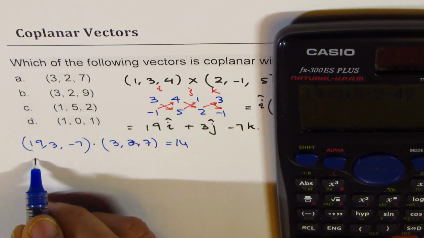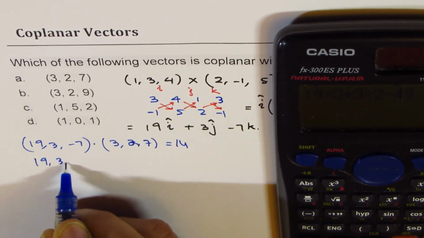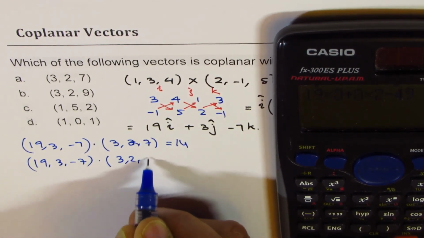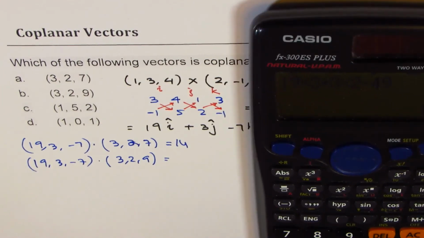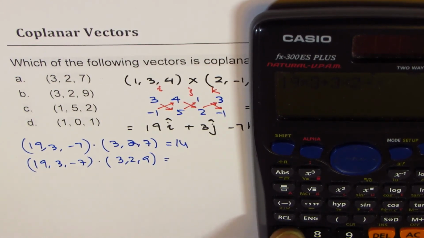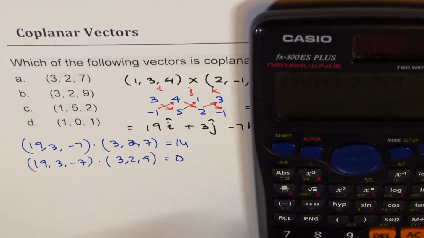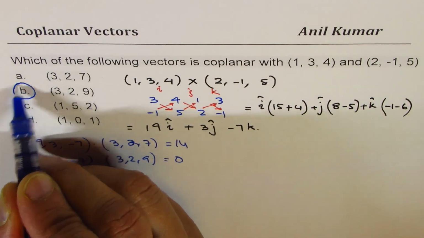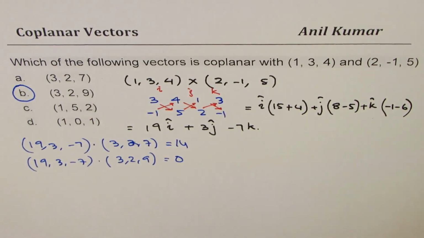So next one is, we'll do again with (19, 3, minus 7) dot (3, 2, 9), right? Figure this out. So we have 19 times 3 plus 3 times 2 minus 7 times 9 equals to, that gives us 0, right? Since this is 0, we know the answer is (3, 2, 9). Do you get an idea, right? So that is probably the fastest way of doing it.